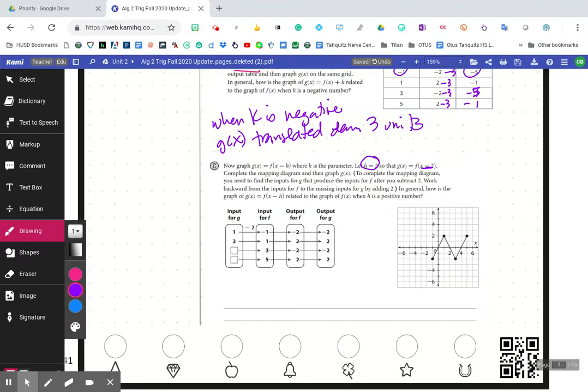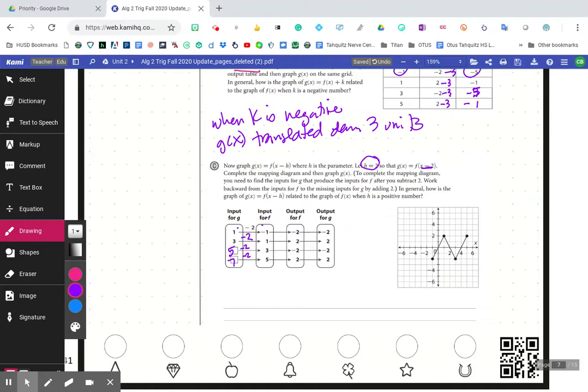In general, this is how the graph of g of x equals f of x minus h is related to the graph of f of x when h is a positive number. You'll notice that to get from here to here, we subtracted 2. To get from there to there, we subtracted 2. We're basically having to say, what would I have to subtract 2 from to get 3? That would be 5. What would I have to subtract 2 from to get 5? That would be 7. So we're going to go ahead and plot that. This was the input for f. This is the output: input for g, output for f.